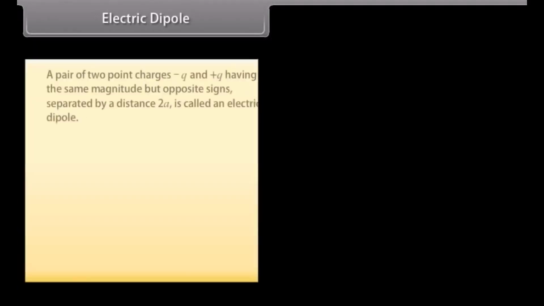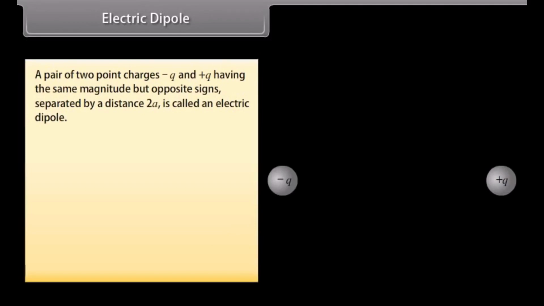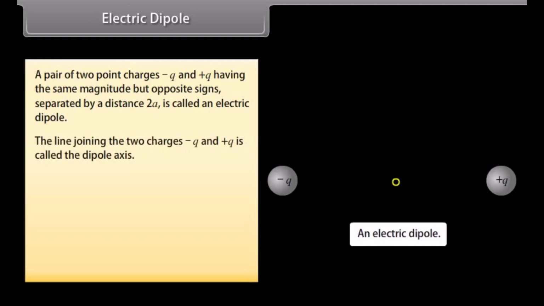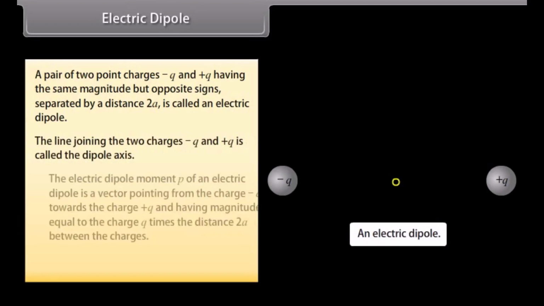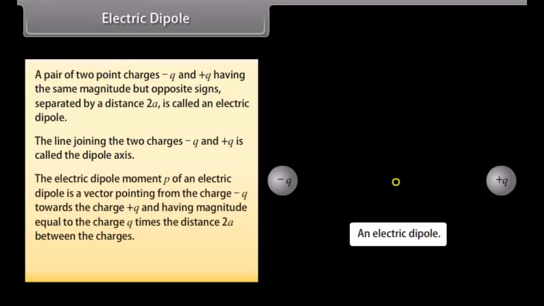Electric dipole. A pair of two point charges, minus q and plus q, having the same magnitude but opposite signs, separated by a distance 2a, is called an electric dipole. The line joining the two charges, minus q and plus q, is called the dipole axis. The electric dipole moment p of an electric dipole is a vector pointing from the charge minus q towards the charge plus q and having magnitude equal to the charge q times the distance 2a between the charges. p is equal to 2aq p cap.